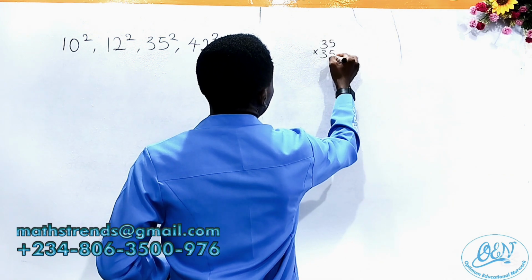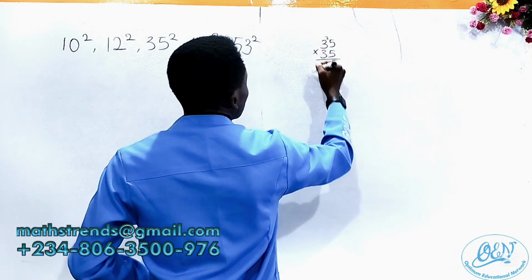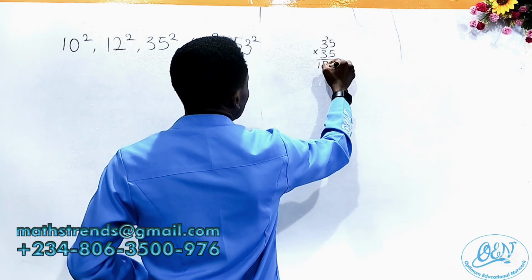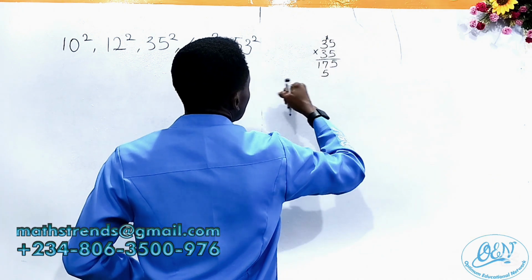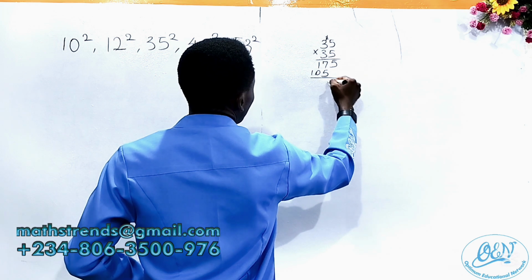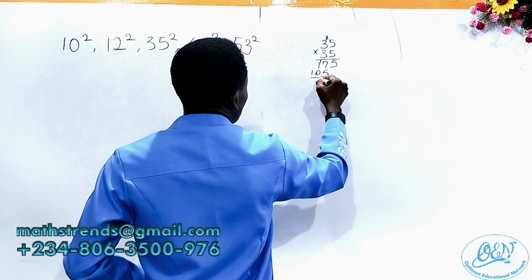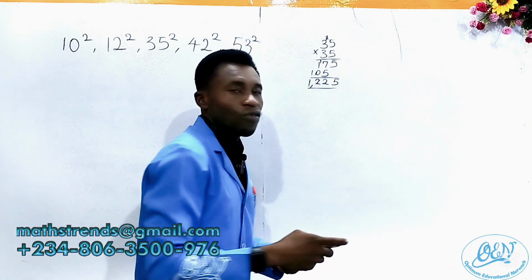times 35. So you have 5 times 5, 5 times 5 is 25. Move 2 here. 5 times 3 is 15 plus 2, 17. 3 times 5 is 15 plus 1. 3 times, move 1 here. 3 times 3 is 9 plus 1, 10. So you have 5. 7 plus 5 is 12. Move 1 here. You have 2 here. So you have 1225 as the square of 35.